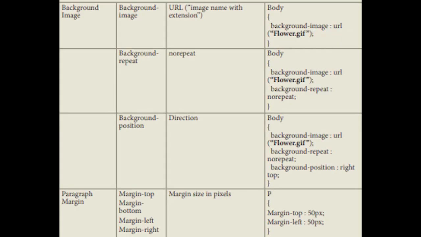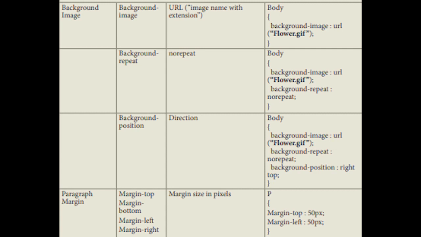The next one is background image. For that, background-image is the property, and you can give any URL or image name with the extension also. Here inside the body tag they have used background-image colon URL of flower.gif. And then in all the examples you can see at last it will have a semicolon and it will be closed with a curly bracket.